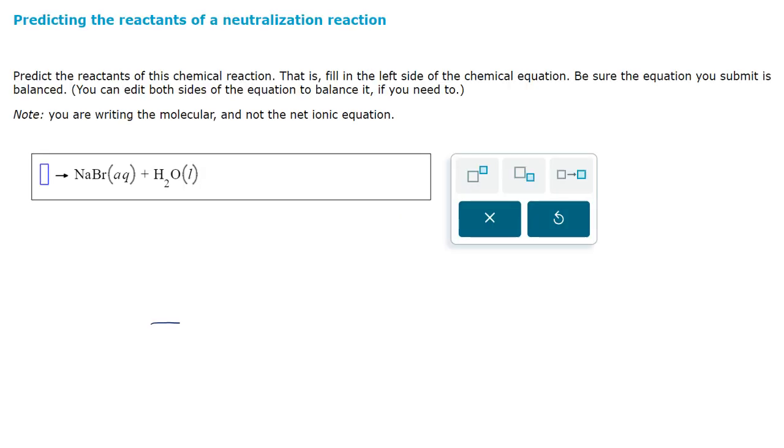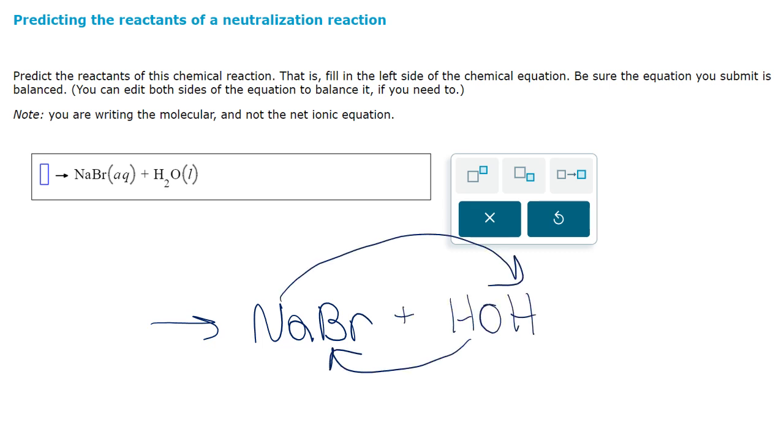So now this one's a little bit easier. We got NaBr and HOH. We know that we're going to have inners and outers. So we have NaOH and HBr. And this is already balanced. So those, I'm pretty sure they're going to ask for aqueous for these.